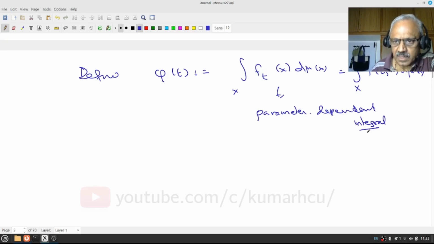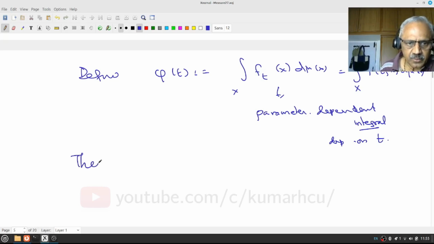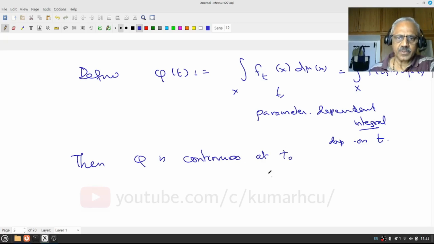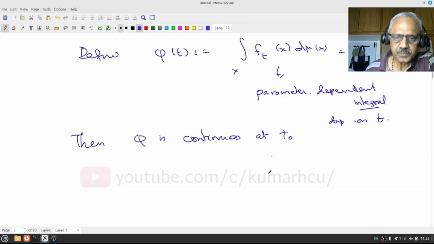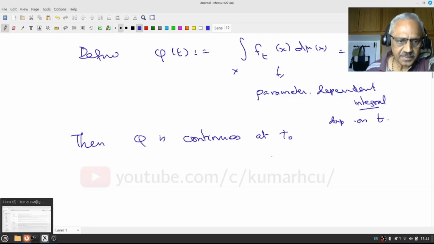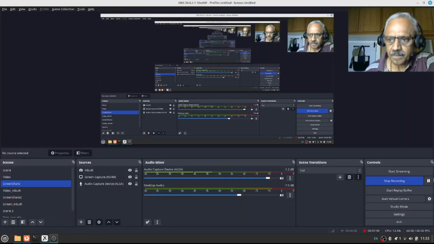That is, the integral depends on the parameter t. Alright, for each t I get an integral. Then the conclusion is that phi is continuous at t naught. So this is what you want to prove. This is what we want to prove.